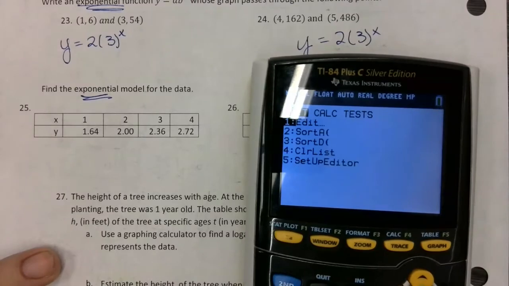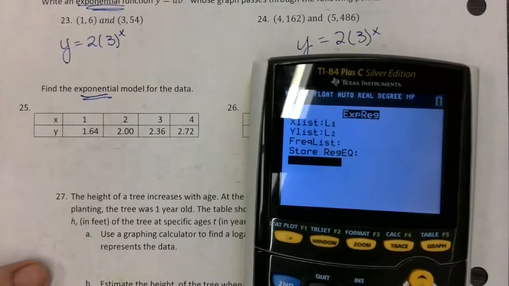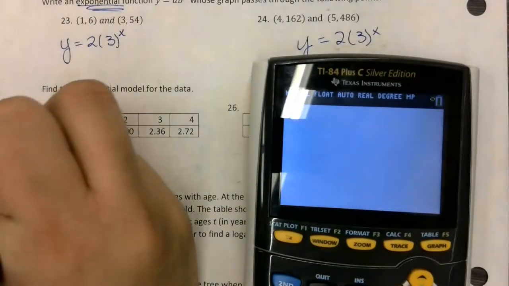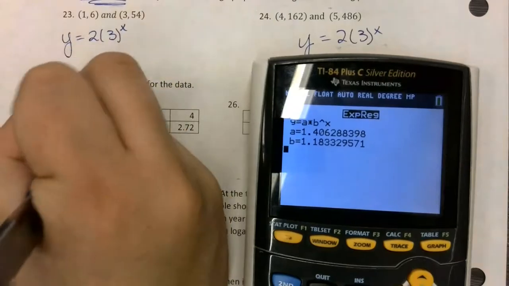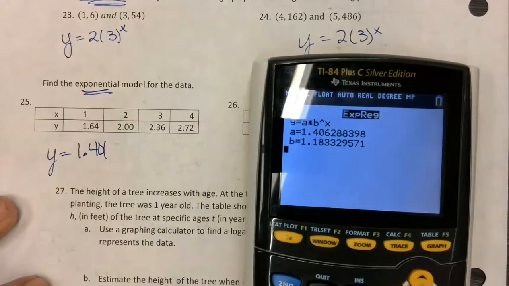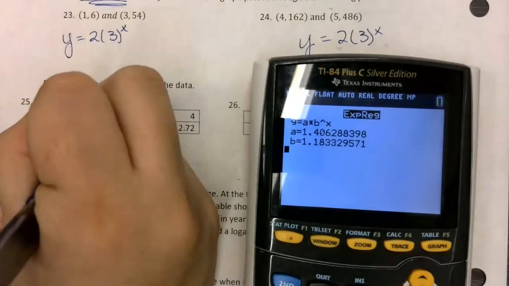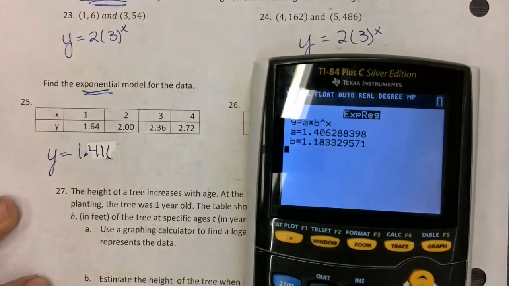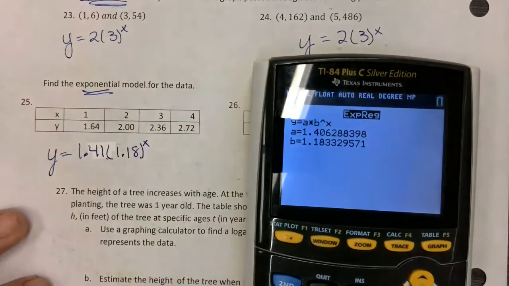I go stat, calc. I'm still finding exponential equations, so I go to 0. I go down to calculate. This gives me y equals, I'm going to round to 2 decimal places since these are not nice numbers. I would actually round to 1.41, and then in parentheses 1.18 exponent x.